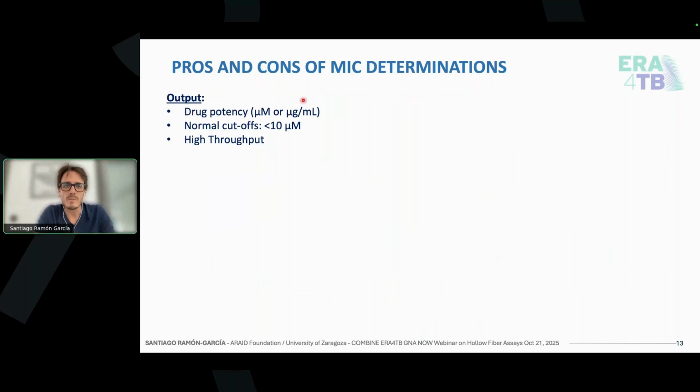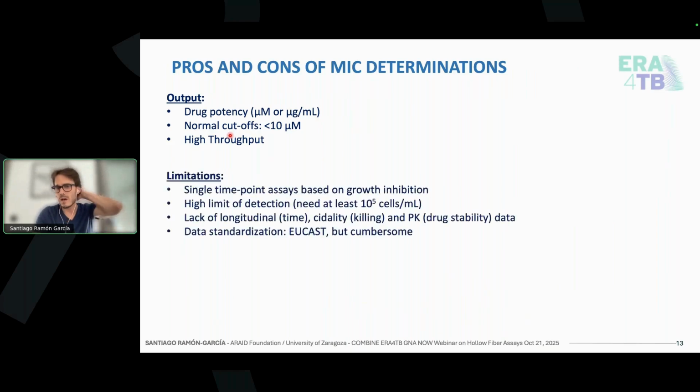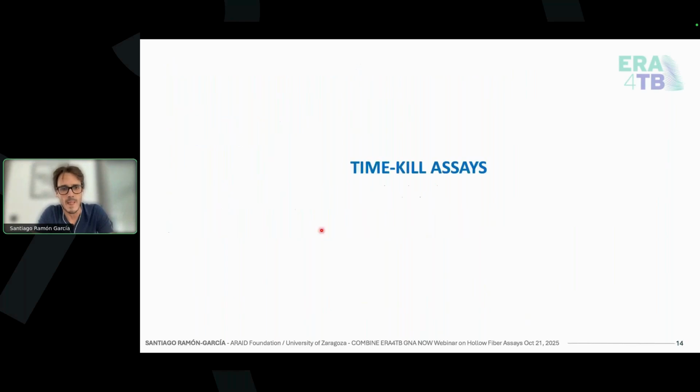With MIC determinations, we are getting as an output drug potency in micromolar or micrograms per milliliter, and we have a high throughput. But we have an important limitation, that is single time point and based on growth inhibition. And standardization can be done. We have the UCAS, but this is a very cumbersome methodology and it's difficult to implement across different institutions, although in ERA4TB we are actually working on implementing this capacity.